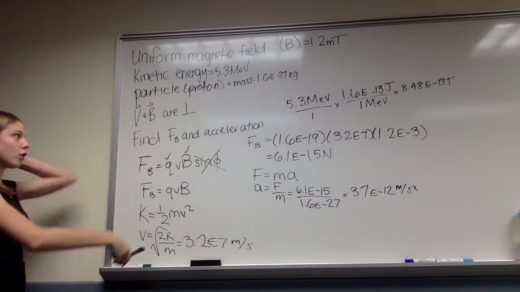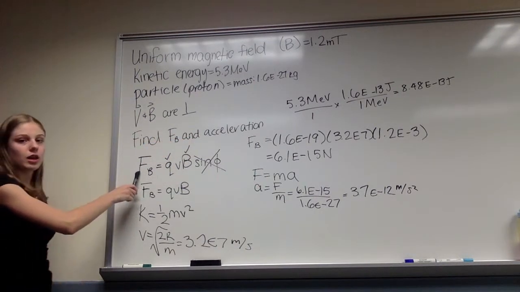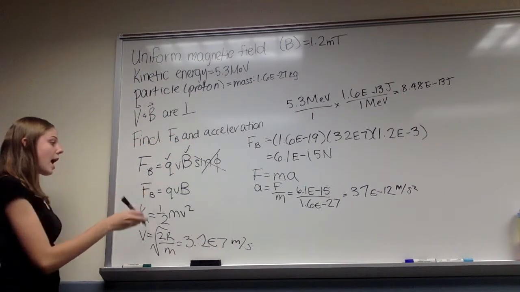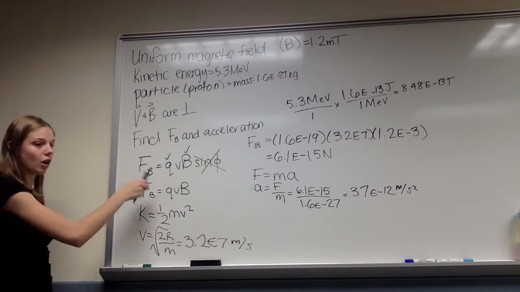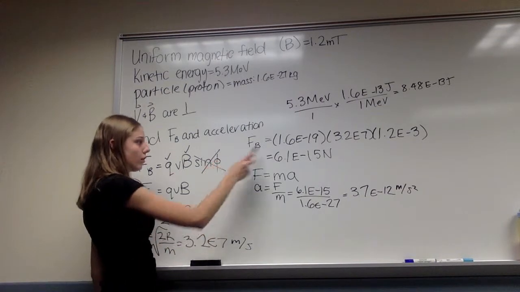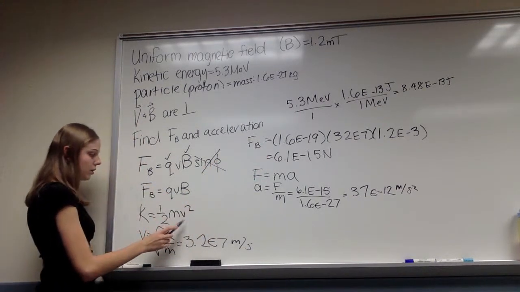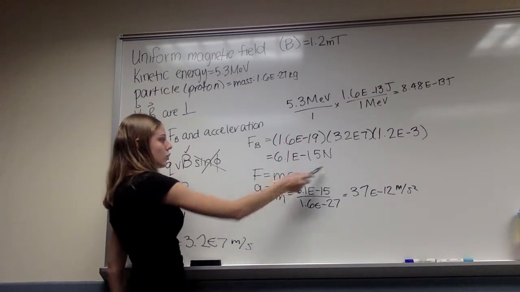So this is how you would find the force on a proton. You need to first write down the equation that you know for F_B and figure out what parts you still need to solve for. And then you can use different equations to solve for velocity, which we were able to do using the kinetic energy since we were given that. And then you plug that back in and you solve for F_B.